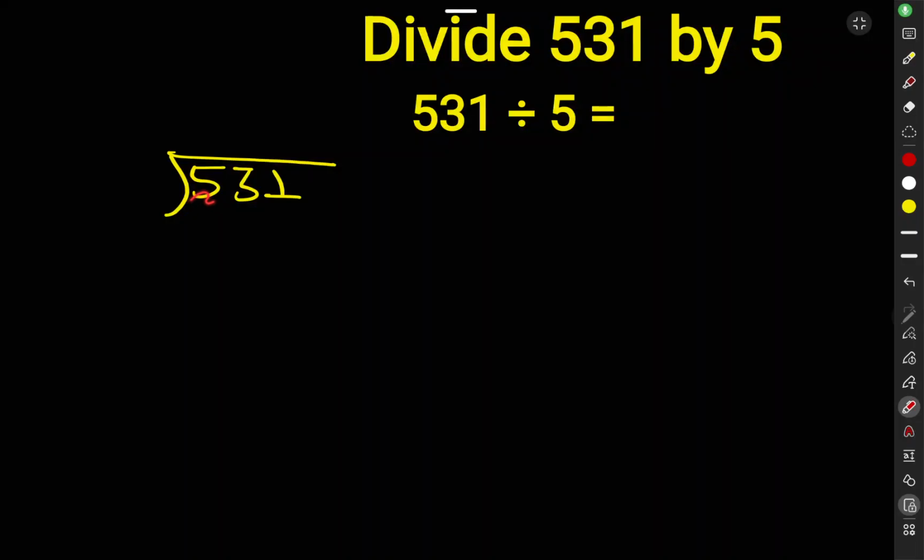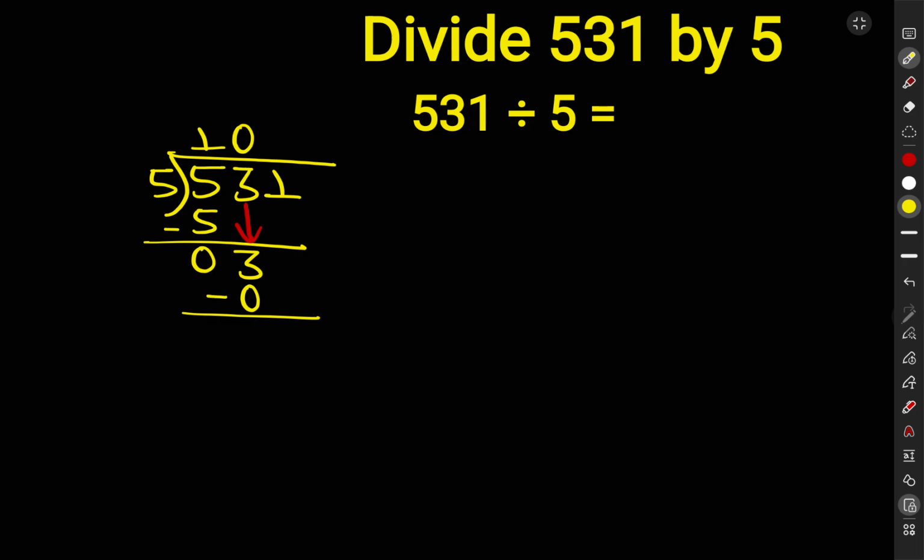We divide 531 by 5 in long division method. 5 times 1 is 5. On subtracting we get 0. So now we put down these 3 and 5 times 0 means 0.